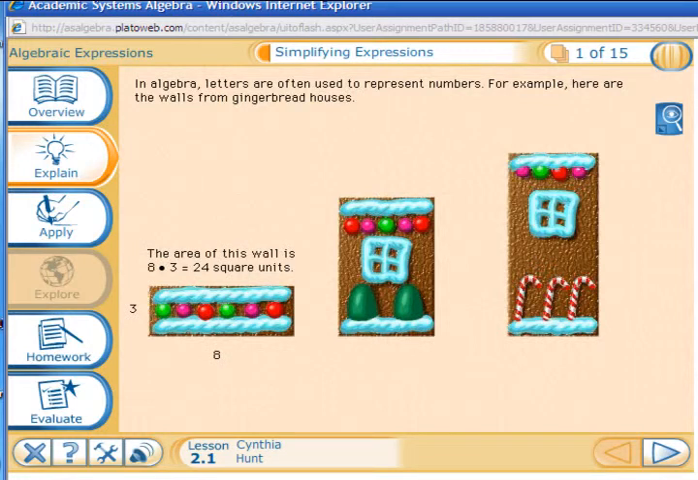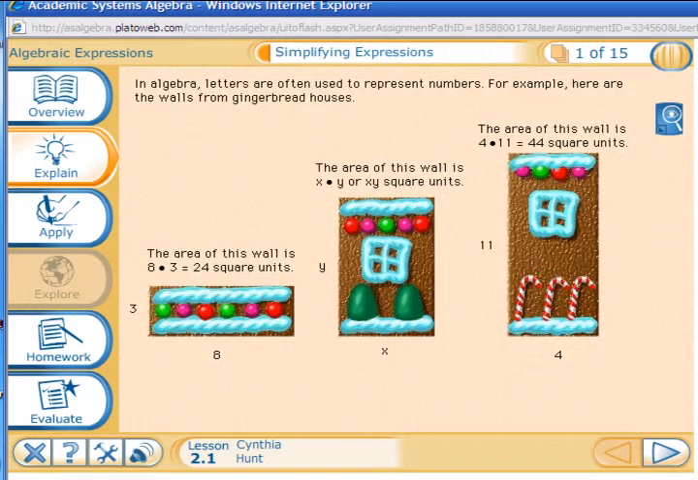The area of this wall is 8 times 3 equals 24 square units. The area of this wall is 4 times 11 equals 44 square units. The area of this wall is x times y, or xy square units.